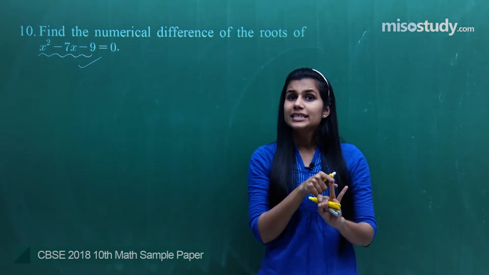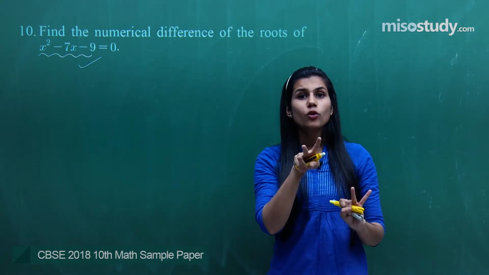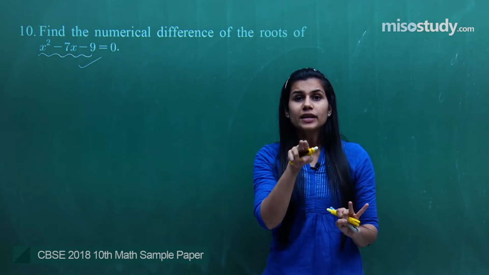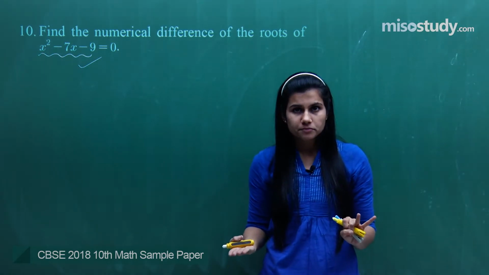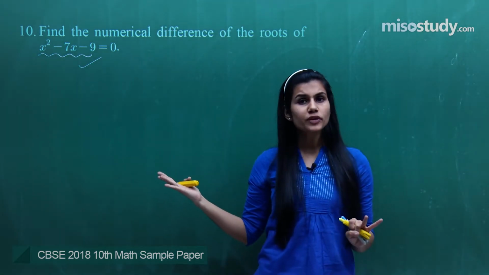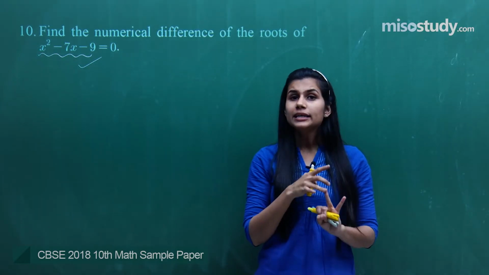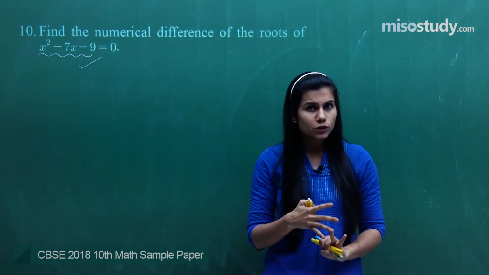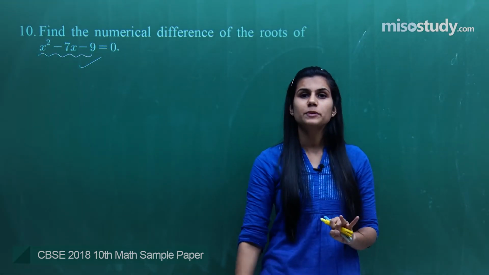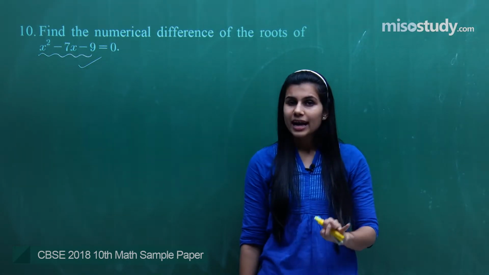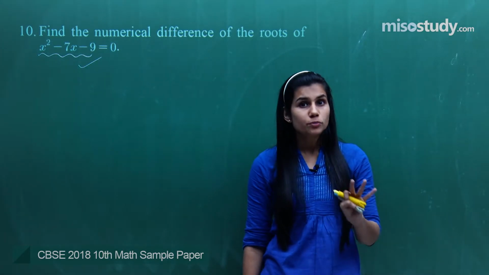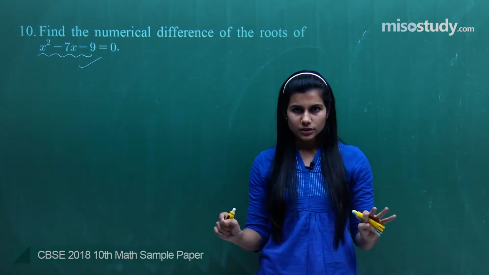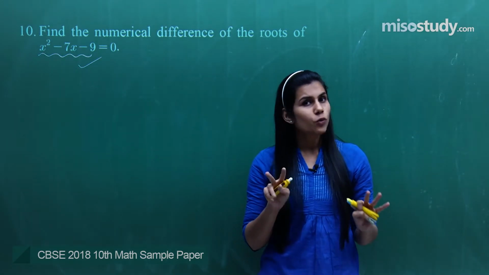If the discriminant is equal to 0, both of them are going to come out to be equal to each other. In that case, the difference of both of them will be 0. You have to find the difference of the two roots. So if discriminant turns out to be equal to 0, that means both the roots are equal to each other, and in that case, the difference between the two will be 0. And if the discriminant turns out to be negative, I will have two distinct unequal non-real roots.